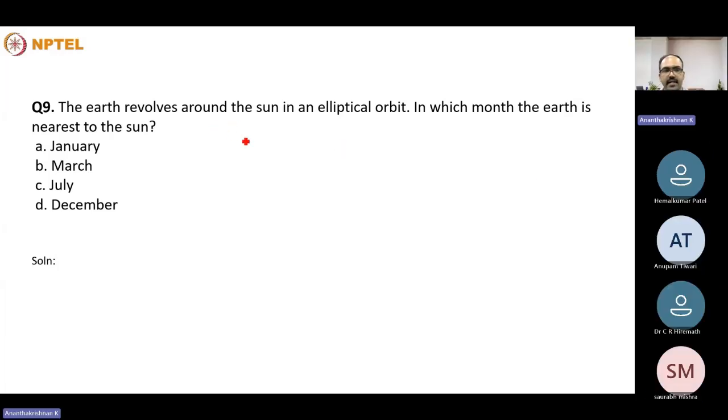Yes, the answer is right. The answer is January. The Earth revolves around the Sun in an elliptical orbit. In which month is the Earth nearest to the Sun? Is it January, March, July, or December?